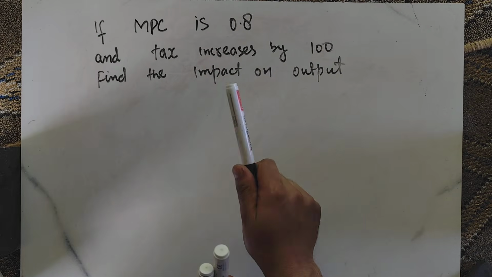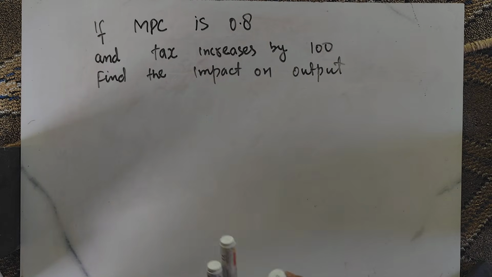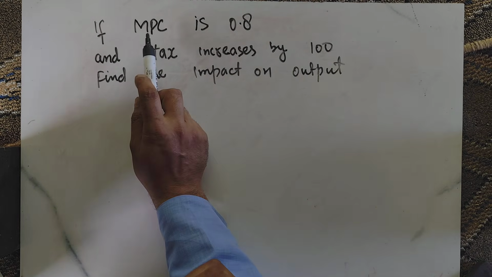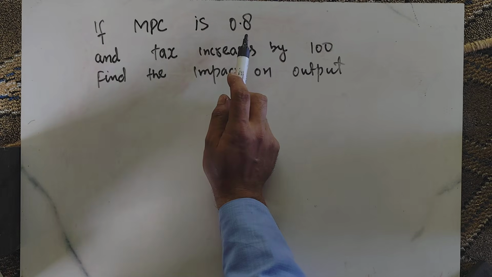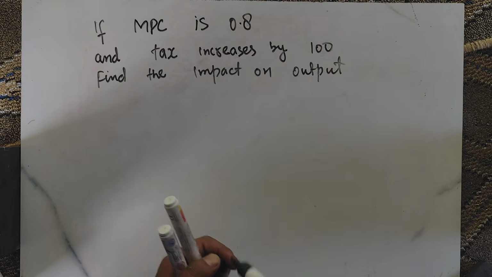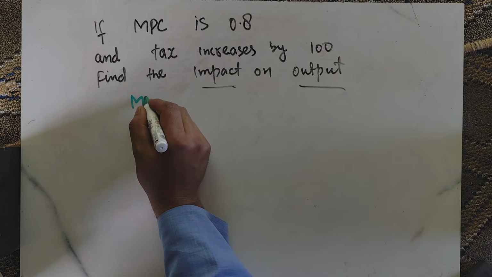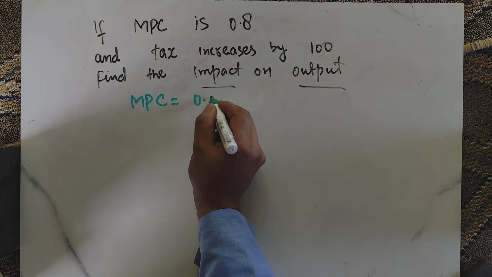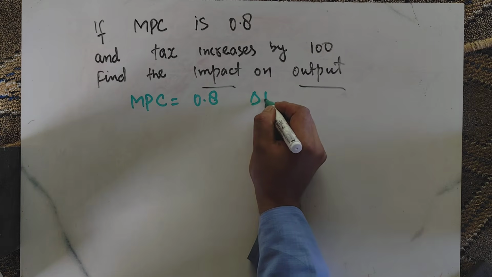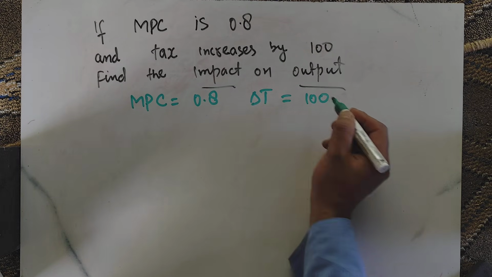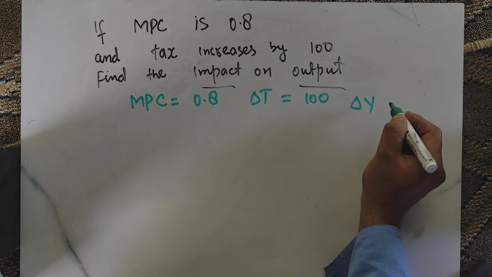The question is to find out the impact on output when the tax increases. If the marginal propensity to consume is equal to 0.8 and tax increases by 100, what is the impact on the output? So we have the marginal propensity to consume equal to 0.8, the change in tax equal to 100, and we are supposed to find out the change in the output.